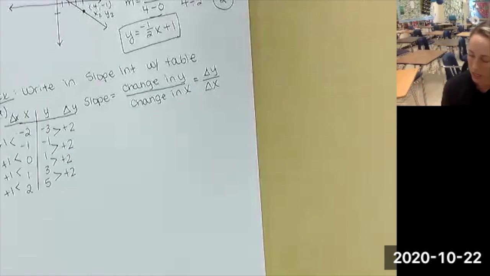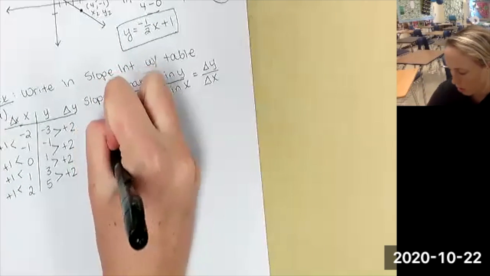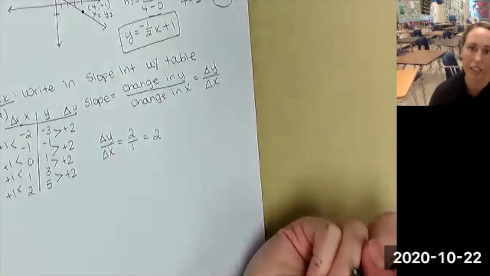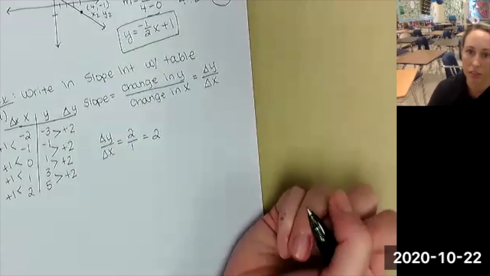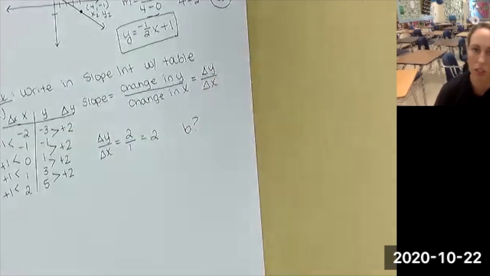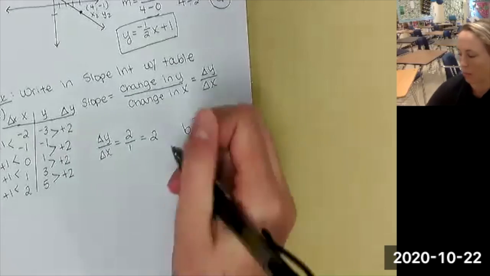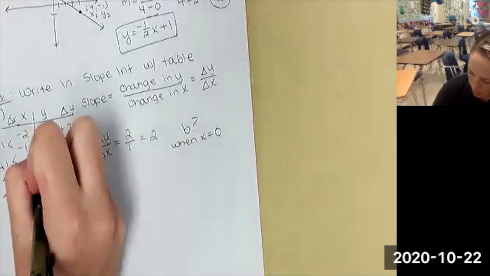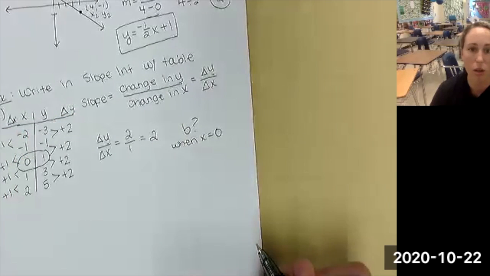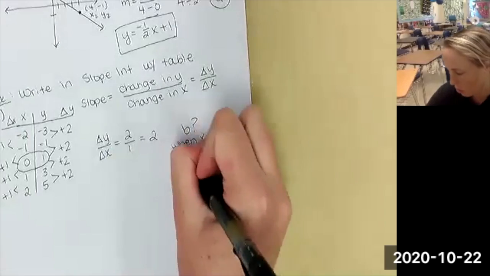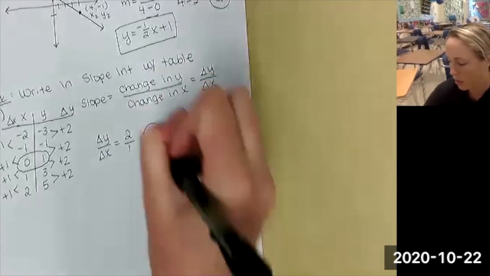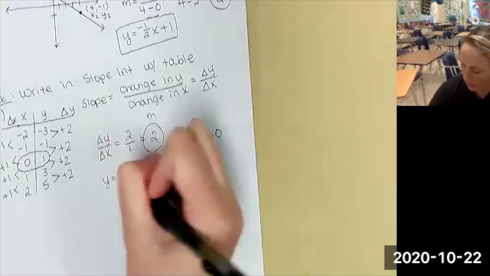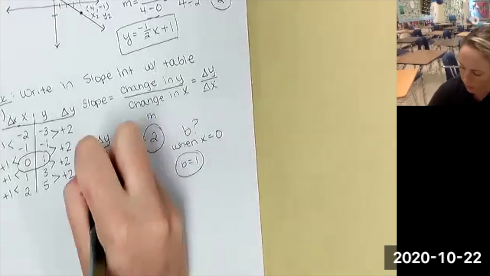Always double check that. So my change in y over change in x is going to be 2 over 1, or we can just write that as 2. And we also need to find our b. So what's our y-intercept here? Now remember, our b happens when x equals 0. So this point, 0, 1, is our y-intercept. So b equals 1. So we've got our m, and we've got our b. So now we can write the equation y equals 2x plus 1. Done.